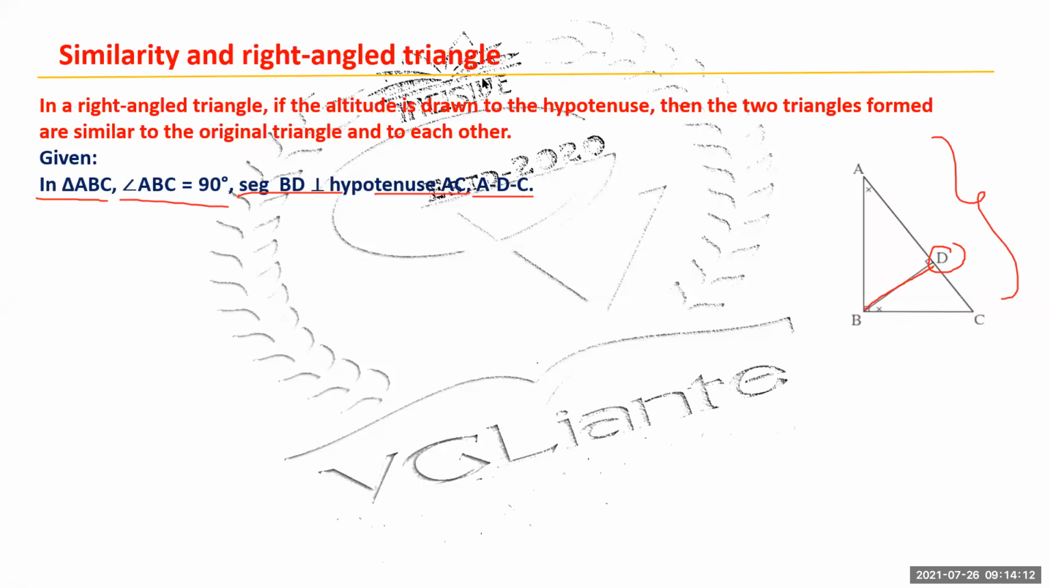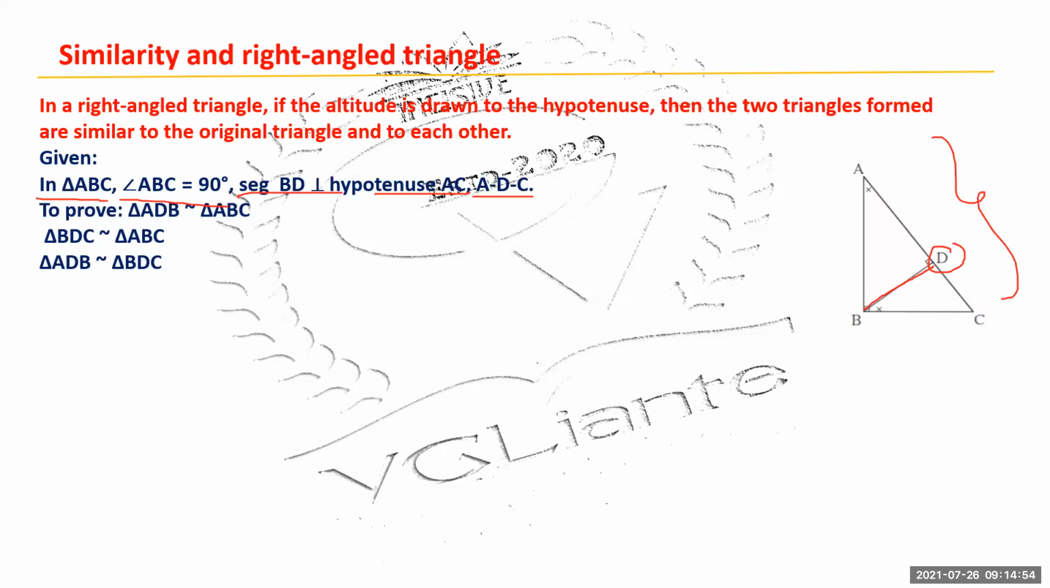Whatever comes after "if", before "then", is given, and whatever follows after "then" is to prove. So what do you have to prove? You have to prove that triangle ADB is similar to triangle ABC, the original triangle. Triangle BDC is similar to triangle ABC, the original triangle. And triangle ADB is similar to triangle BDC. Listen, these things you have to prove.